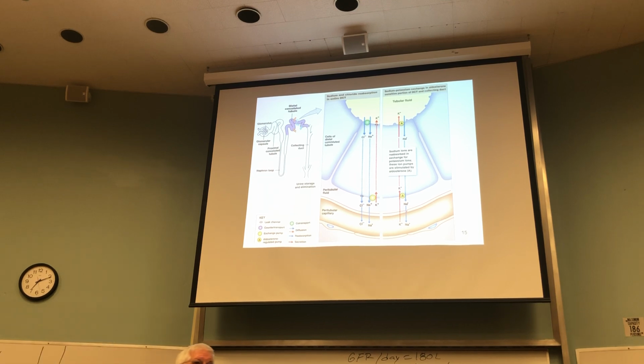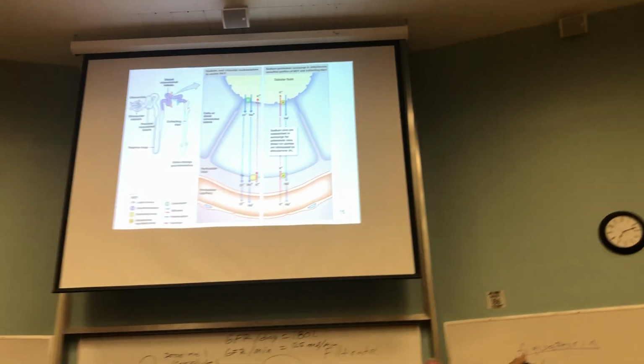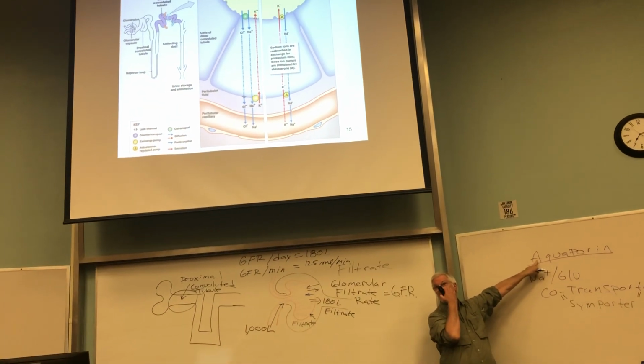What does ADH stand for? Anti-diuretic. What do diuretics make you do? They make you pee. So an anti-diuretic is to make you pee less by reabsorbing more water. How does ADH help you reabsorb more water? By putting more of these in the cell membrane. ADH causes an increase in aquaporins.